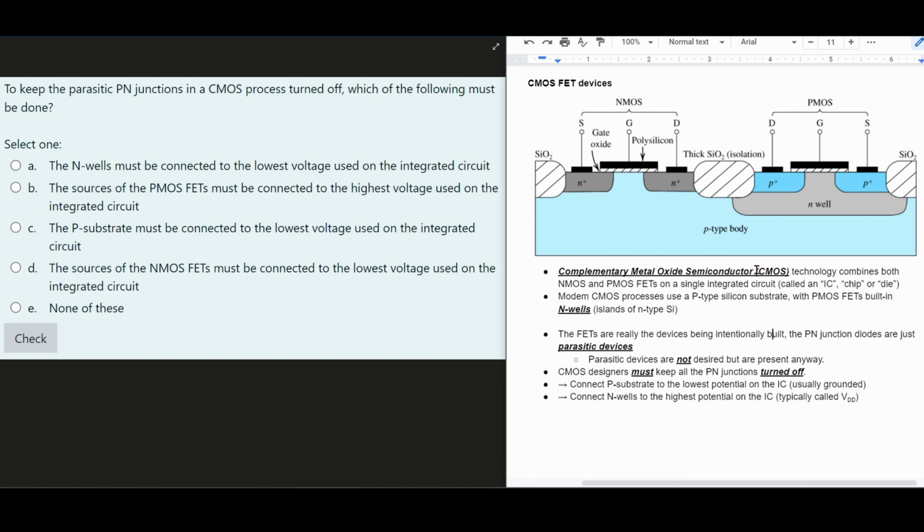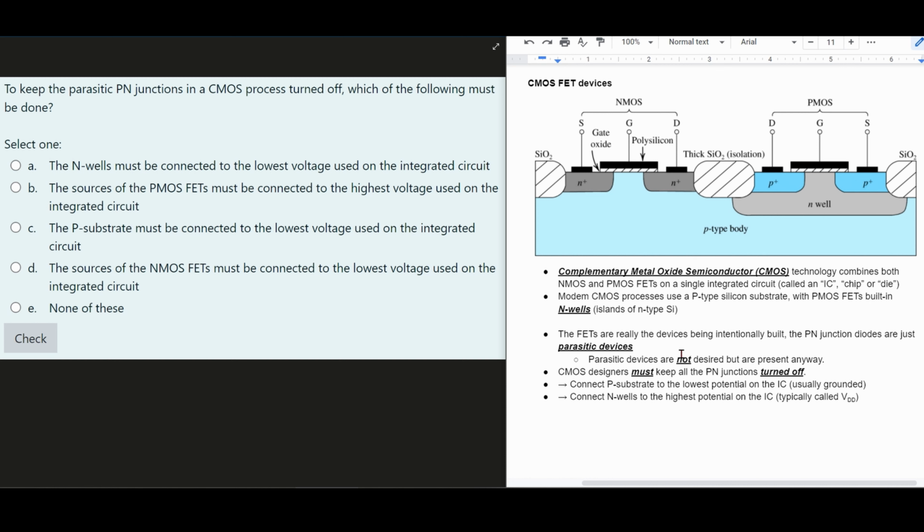So looking at our notes, complementary metal oxide semiconductors, or CMOS, is a technology that combines both our NMOS and PMOSFETs on a single integrated circuit, which is an IC chip or die. Modern CMOS processors use a P-type silicon substrate. This is the P-type body here, with PMOSFETs built in N-wells inside of little islands right here.